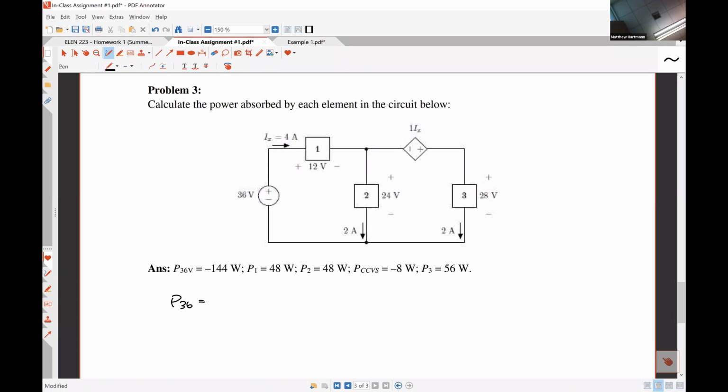So 36 times 4 is positive 144. Where'd that negative sign come from? Because it's going in the negative terminal. Right, and we want the power absorbed. Okay, so just super clear about that.